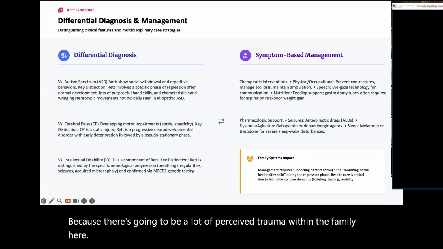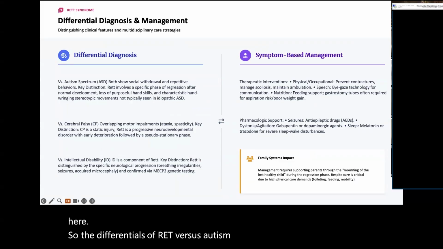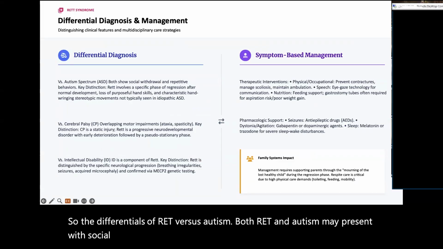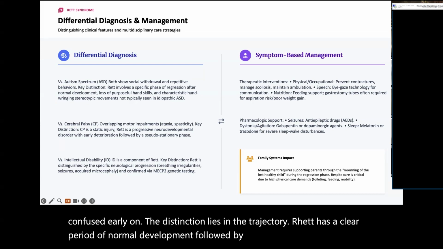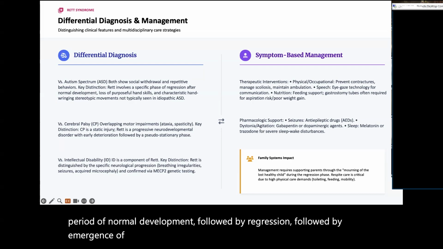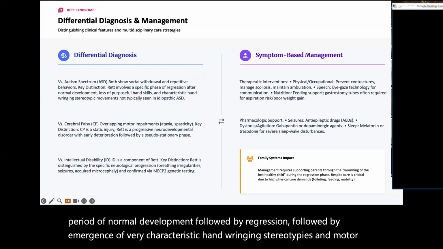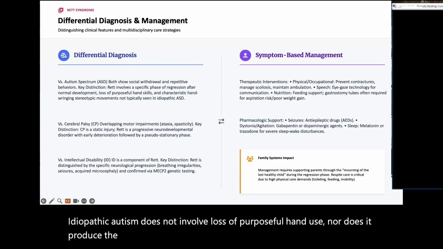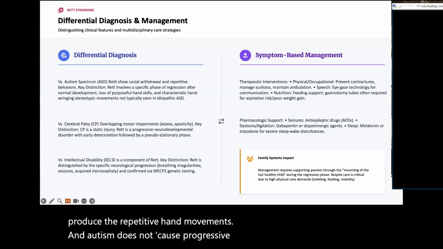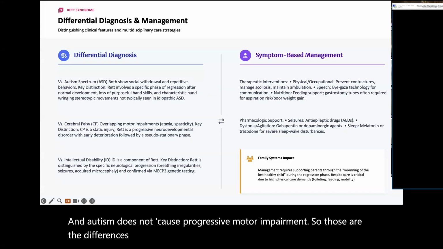So the differentials of Rett versus autism: both Rett and autism may present with social withdrawal and repetitive behaviors, which is why they're often confused early on. The distinction lies in the trajectory. Rett has a clear period of normal development followed by regression, followed by emergence of very characteristic hand-wringing stereotypies and motor deterioration. Idiopathic autism does not involve loss of purposeful hand use, nor does it produce the repetitive hand movements. And autism does not cause progressive motor impairment. So those are the differences that matter.